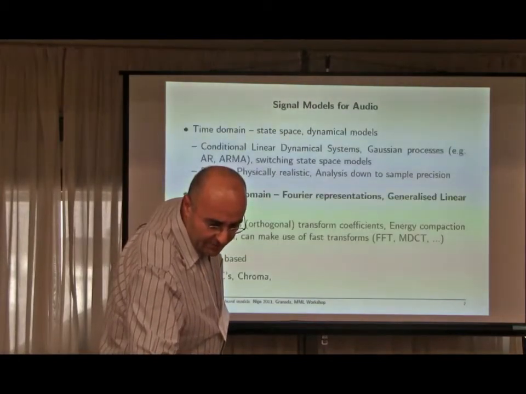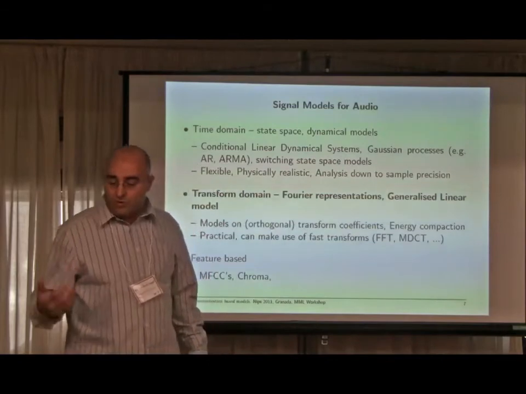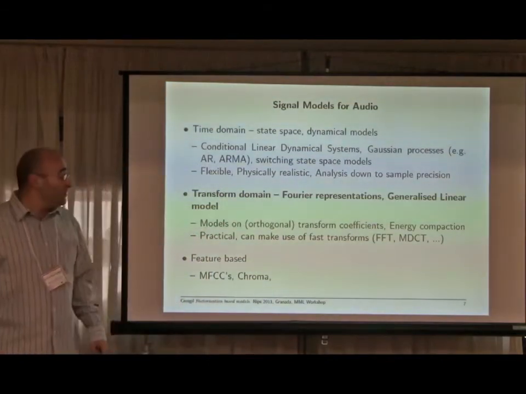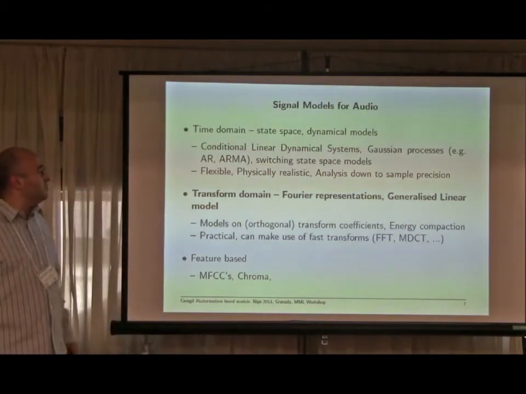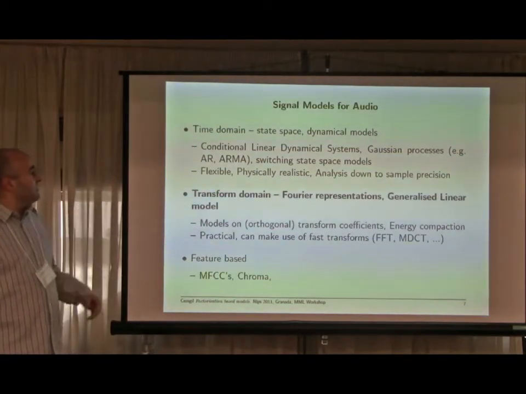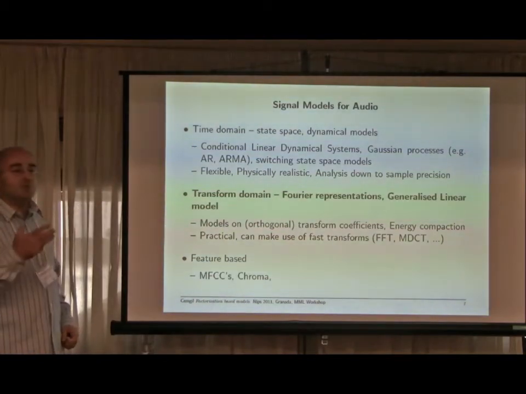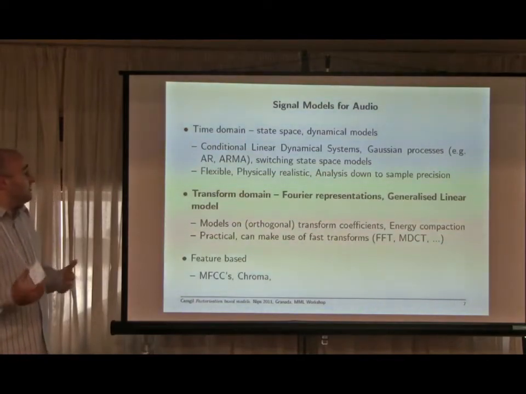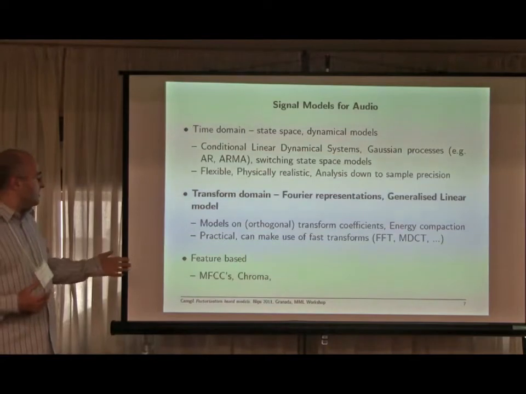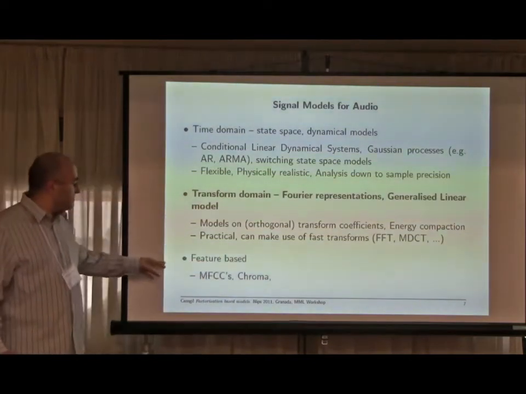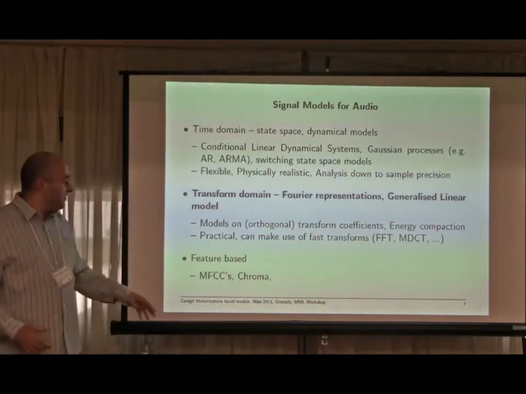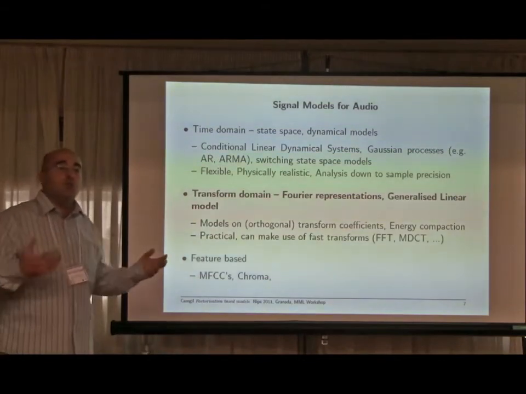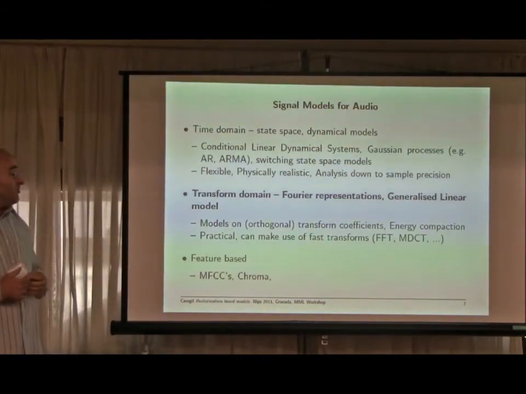Many signal models for audio, also music, have been developed over time. This is a very crude classification of those, like time domain, state space, dynamical models. For instance, this morning we saw some examples there, like Kalman filter models, etc. Or in music information retrieval there are very much feature-based ones, like MFCCs or chroma-based, and you can also design hidden Markov models on top of this.